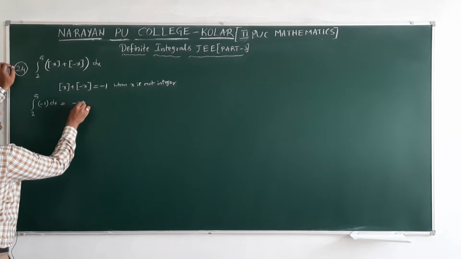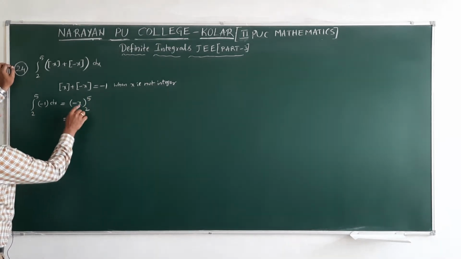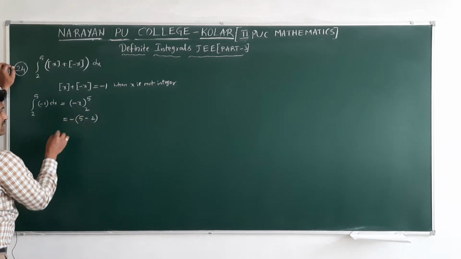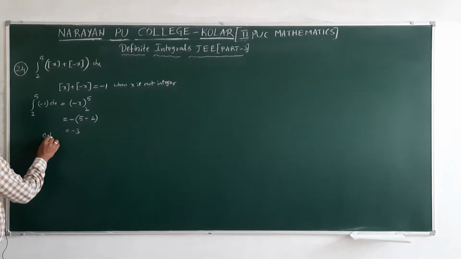Integral of minus 1 is minus x from 2 to 5. Minus common, upper limit 5 minus lower limit 2. What is the answer? Minus 3. That is, option A is the correct one.